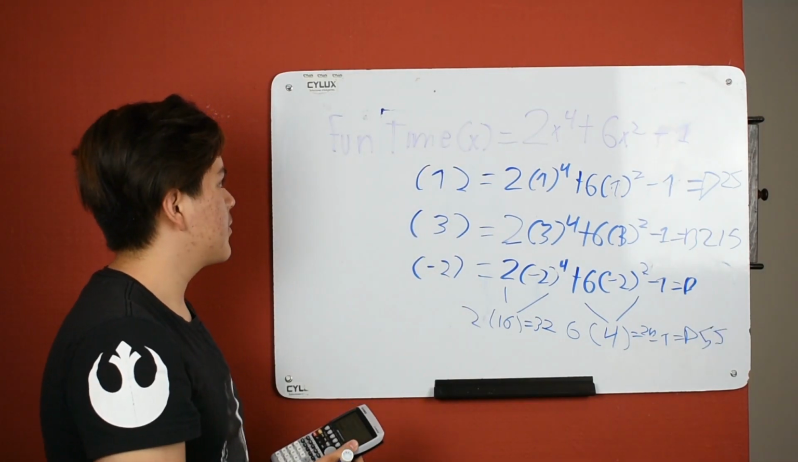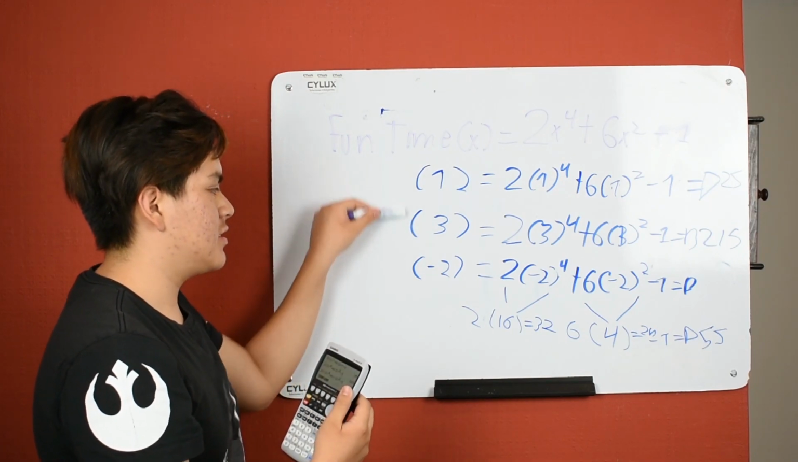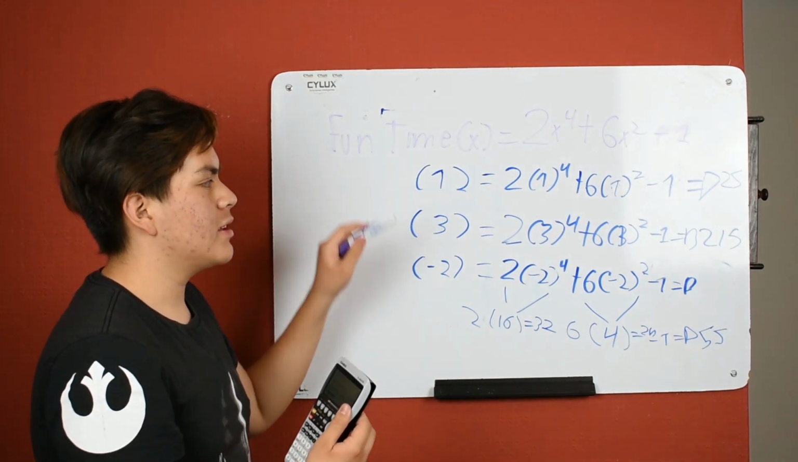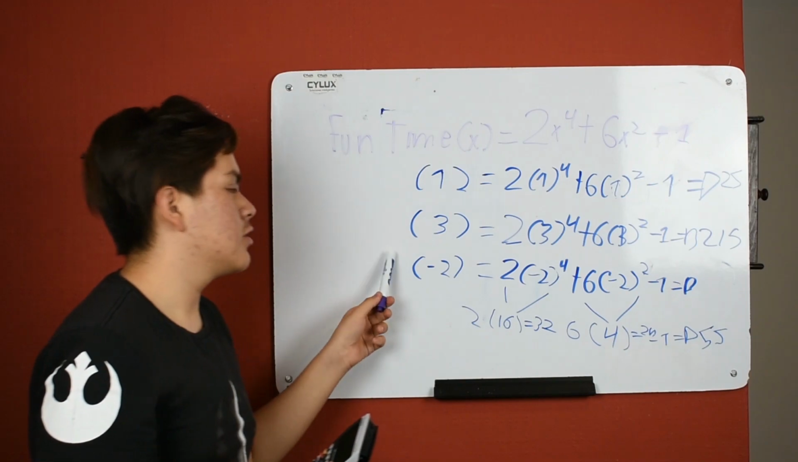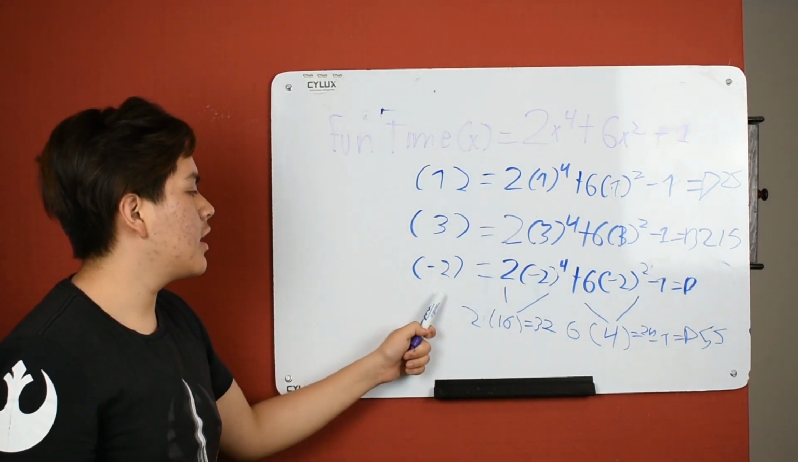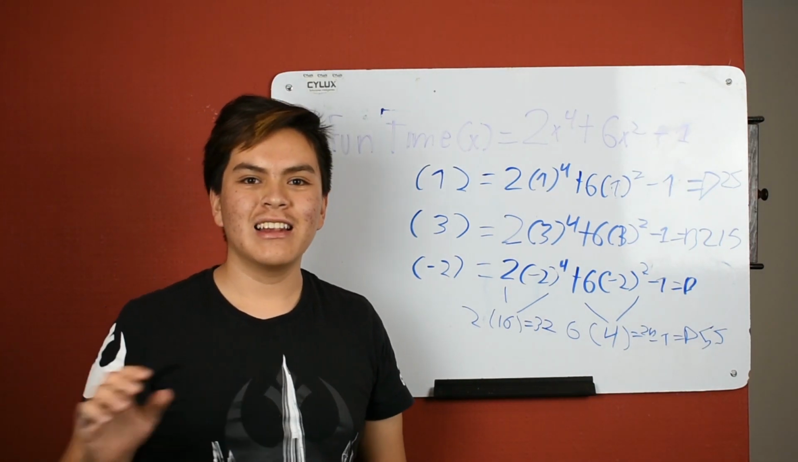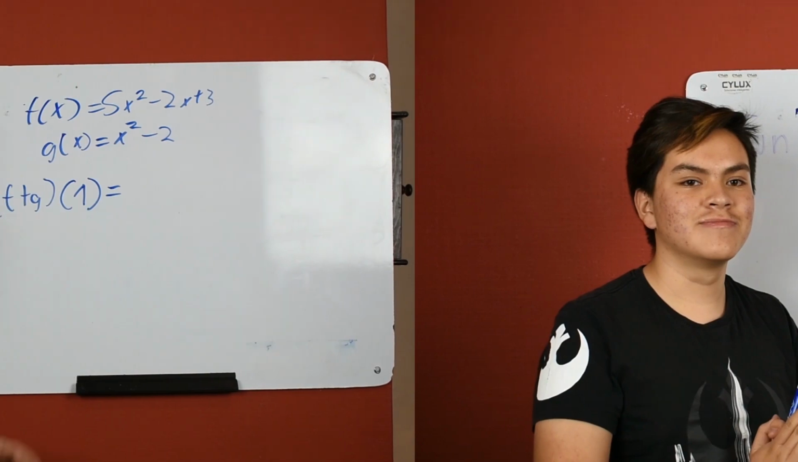In a quick review, we have that the function of fun time in these numbers, in 1 gives us 25, in 3 gives us 215, and in -2 it gives us 55. Let's try it with another function.